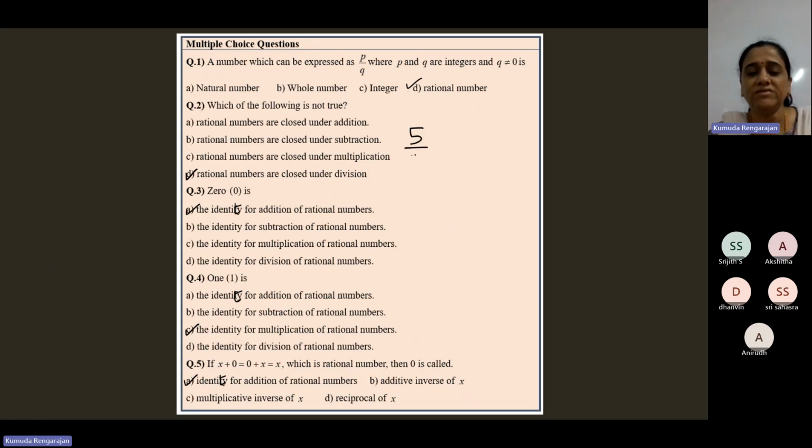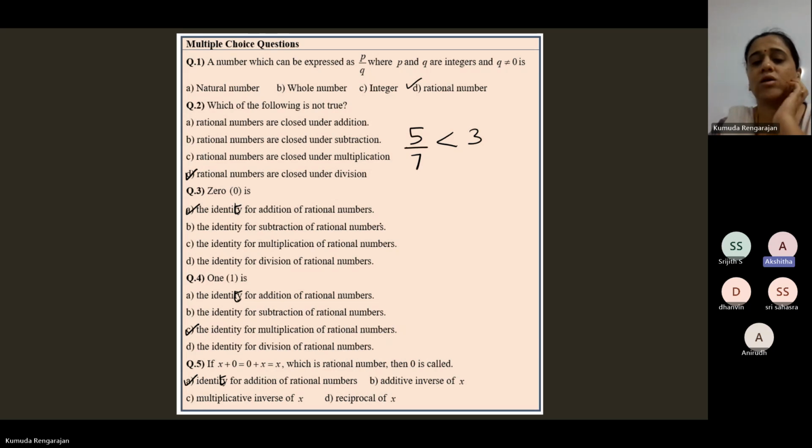Now tell me, is this true? 5 by 7 is less than 3. Is this true? Mom, false. No, 5 by 7 is less than 3, no? Because 5 by 7 is a proper fraction. Its value is less than 1.